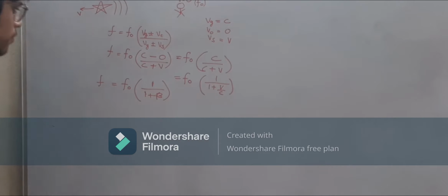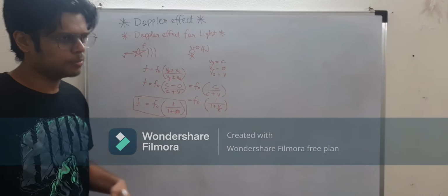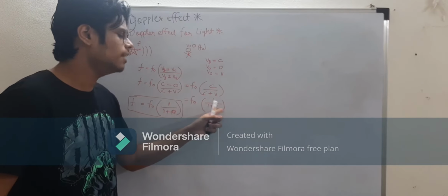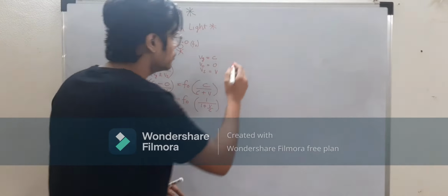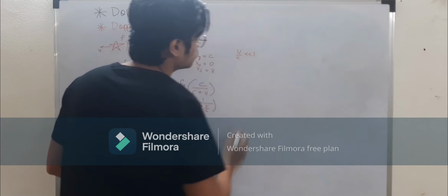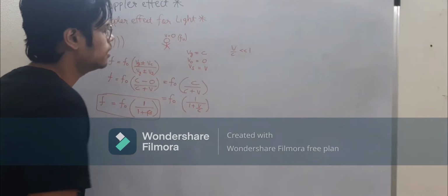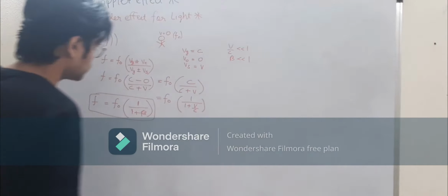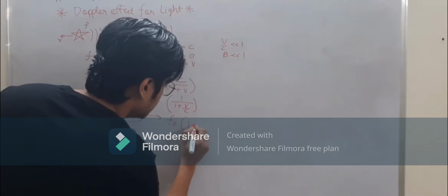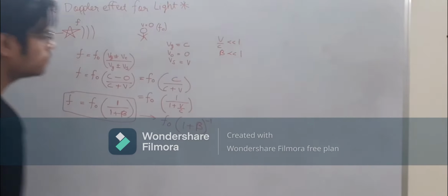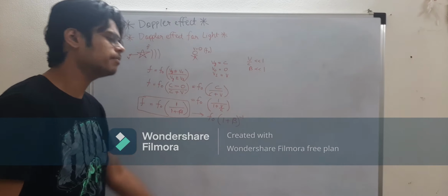Now I'll do another interesting thing. Let me first mark this. Since any object in the universe is known to have speed less than the speed of light, there can be no object in the universe other than light which has the greatest speed. So that means v by c will be less than 1. You agree with this? Because v is less than c. So v by c is less than 1. That means beta is less than 1. Now this term, can I write it like this? f naught 1 plus beta raised to power minus 1. I just took the denominator up, so I made it minus 1.